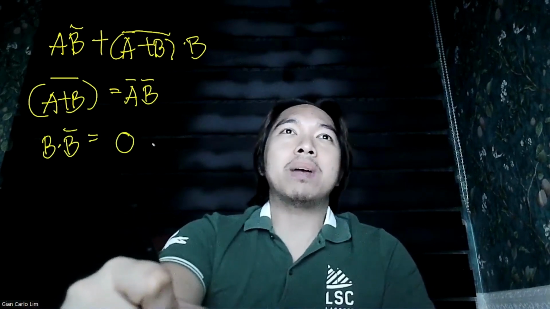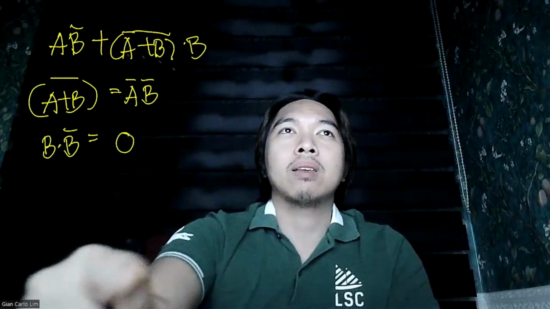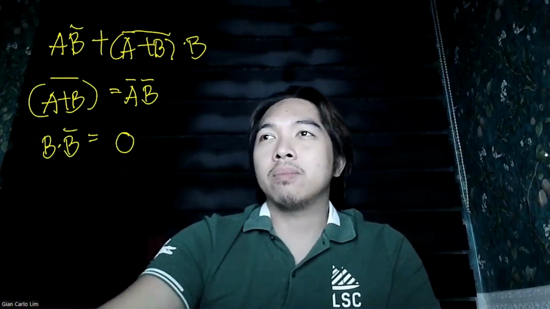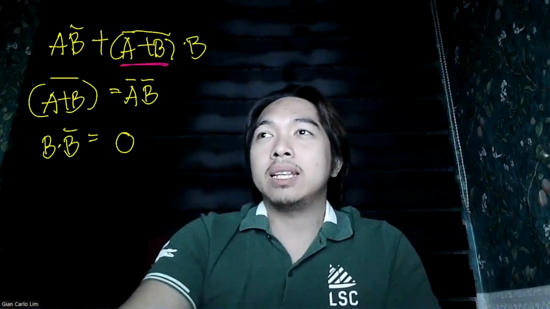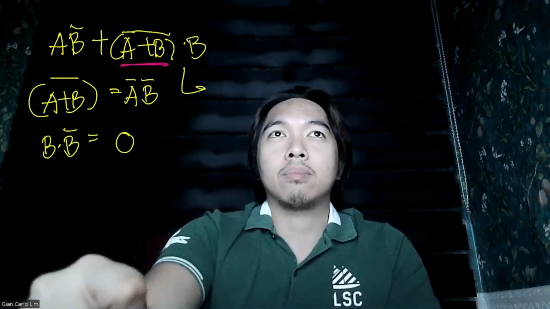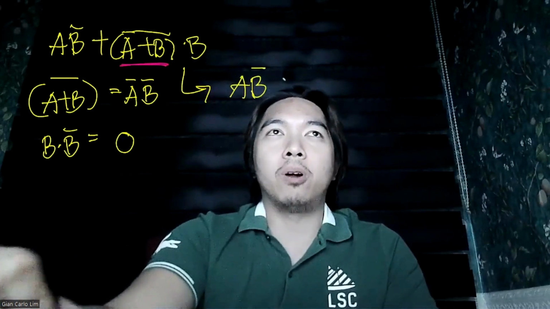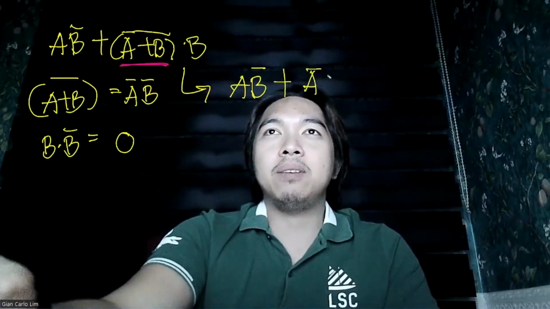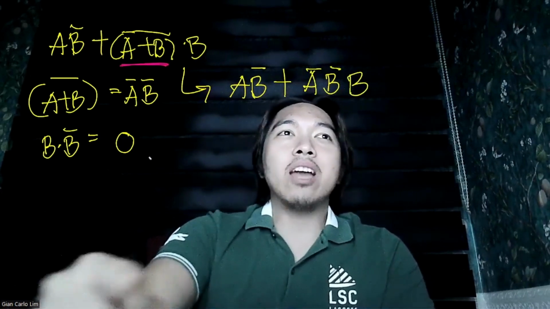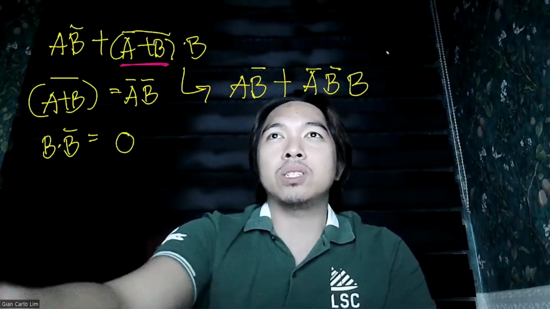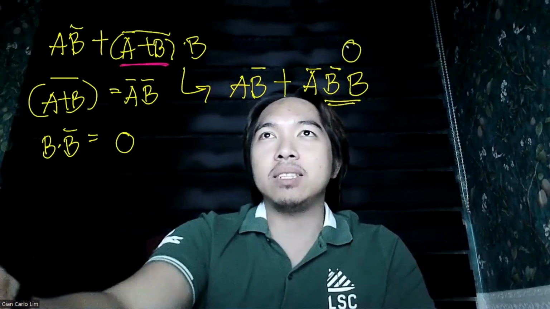Alright. So, mapapansin nyo, if we're going to apply the postulates, i-replace natin itong part na to, at saka, tingnan natin anong mangyayari. So pag ni-replace natin yan, that would be AB bar plus A bar, B bar times B. Okay. Meron tayong postulate na B times B bar is equals to 0. So therefore, ito pwede natin siyang palitan ng 0.